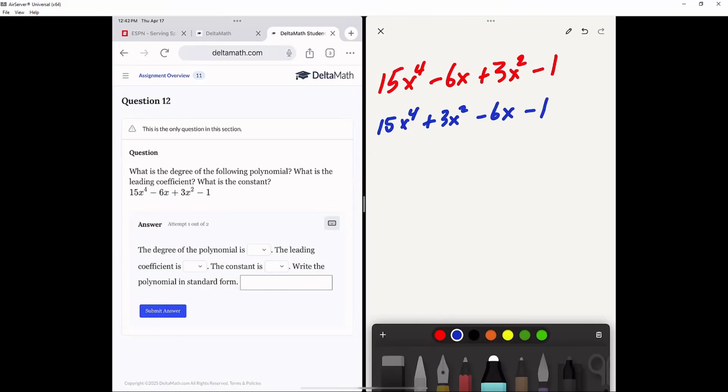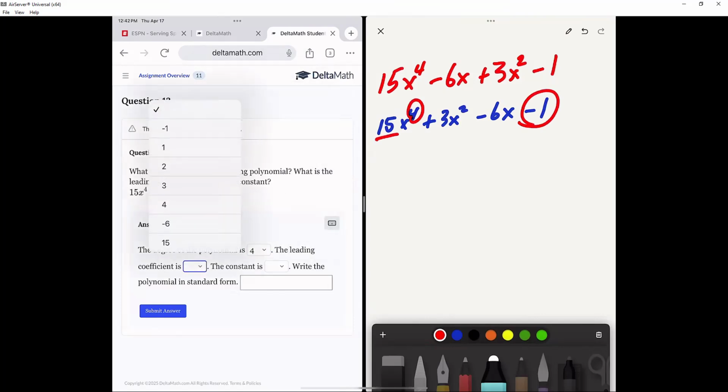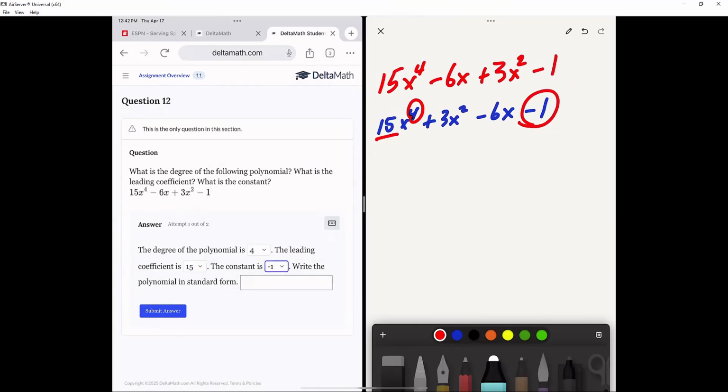Now, again, the degree is always going to be the exponent of the leading term, the highest exponent. The leading coefficient is just the coefficient of the term with the highest exponent. And then the constant is going to be a -1. So if I were to go through, I would say the degree for this one is 4. The leading coefficient is 15. The constant is a -1. It's not a positive one.